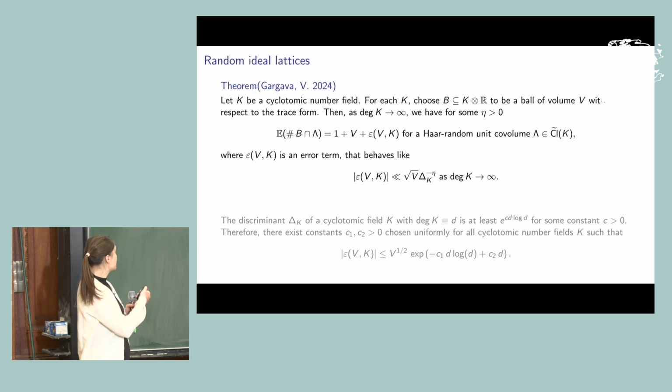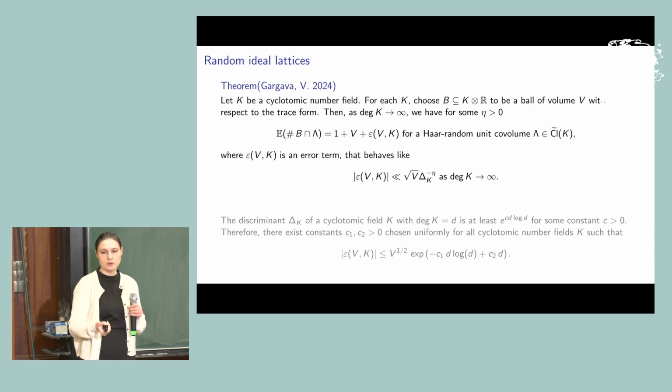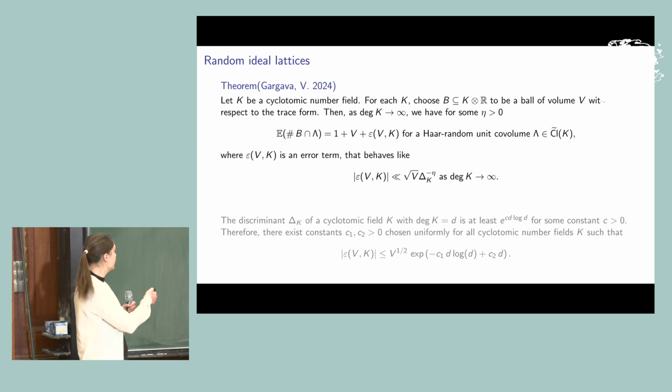And so it turns out that for cyclotomic fields, we can prove that this error term will actually be small. As the degree of the field goes to infinity, it becomes smaller and smaller, and we can control it. Here the estimate is written in terms of the invariants of the field, its discriminant. But if we also insert what we know about the discriminant, then we would get an estimate like this.